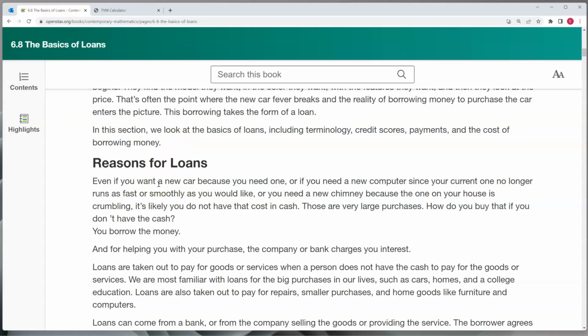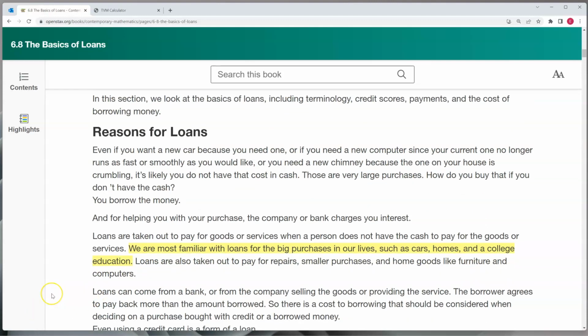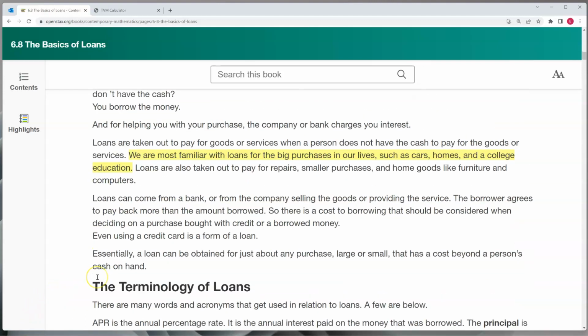Overall, typically a person is going to take out a loan when they want to make a big purchase. So we're most familiar with loans for big purchases such as cars, homes, and even financing college educations with student loans. All of those types of things come with interest rates, and interest rates come with interest that needs to be paid. So what we want to look at in this section is, if we go in to look at getting a loan, knowing before we go into it what financial impact that's going to have on us.